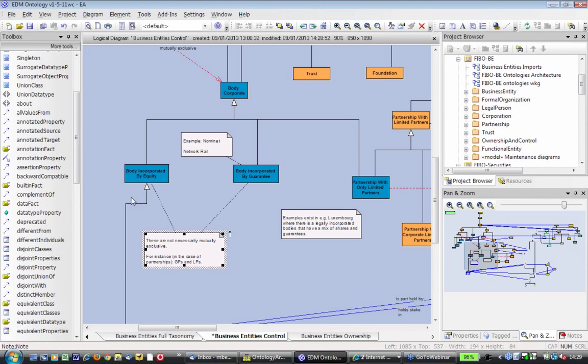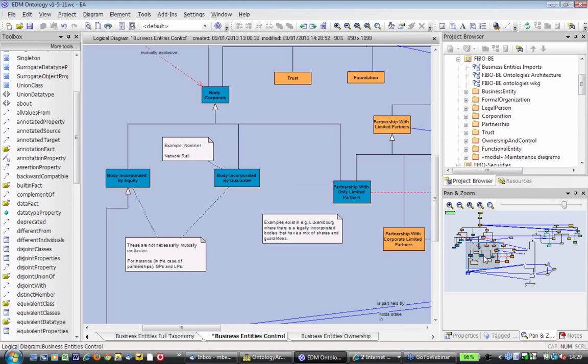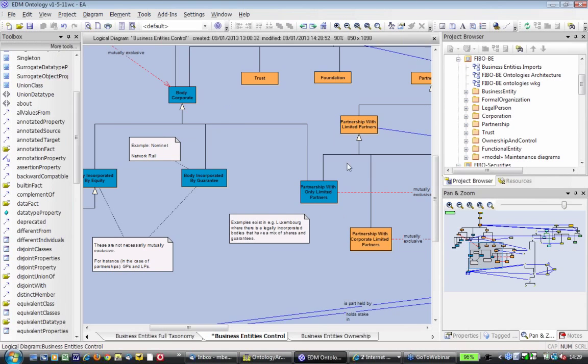Network Rail, Mike. I thought Network Rail was a kind of partnership. Didn't we find that last time? Network Rail is a private company limited by guarantee. Good, fantastic, thank you. Network Rail Limited is its full name. It's a statutory corporation created as a not-for-dividend private company limited by guarantee. Good. So these do exist, that's good to know. And they're not necessarily mutually exclusive, so we won't add a mutually exclusive relationship between them.